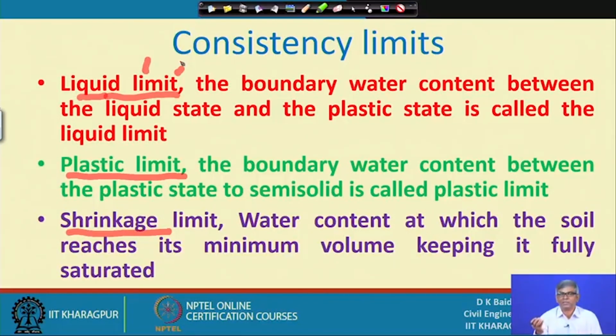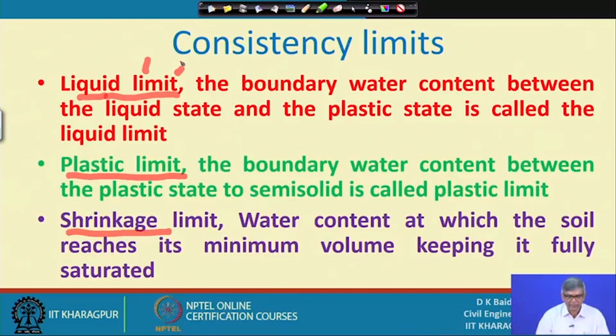Whatever weight you got after 24 hours is nothing but the weight of the solid, and the difference of first weight minus second weight is nothing but the moisture present in it. So, moisture present divided by solid is the moisture content or water content. That is the routine work we do for every experiment or test. So, liquid limit, plastic limit, shrinkage limit are nothing but water content at different stages, so consistency limits at different stages.